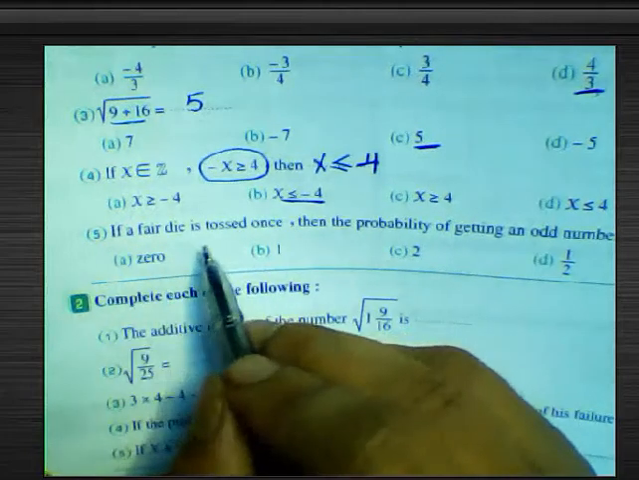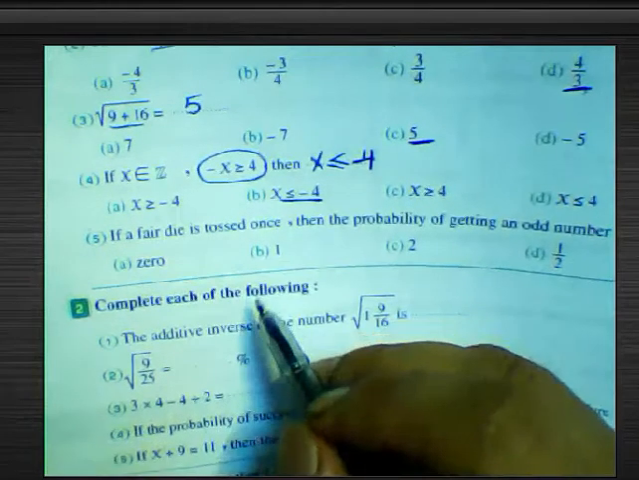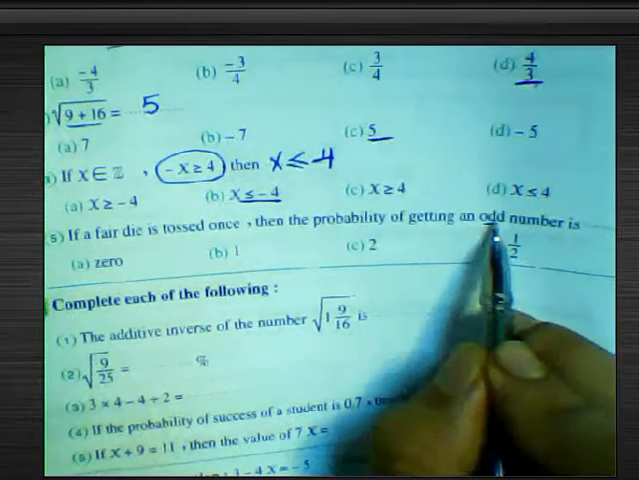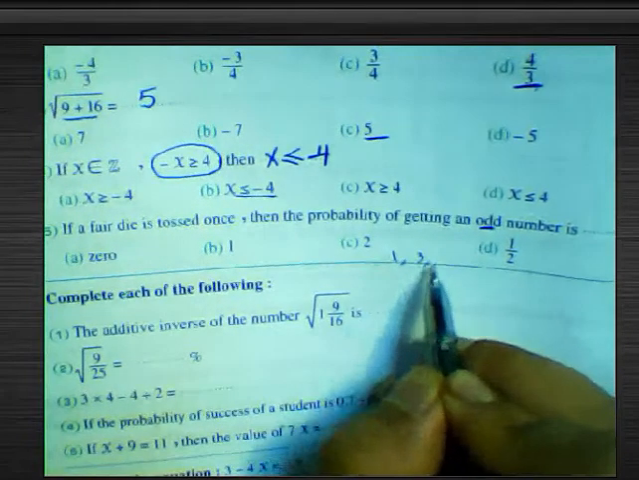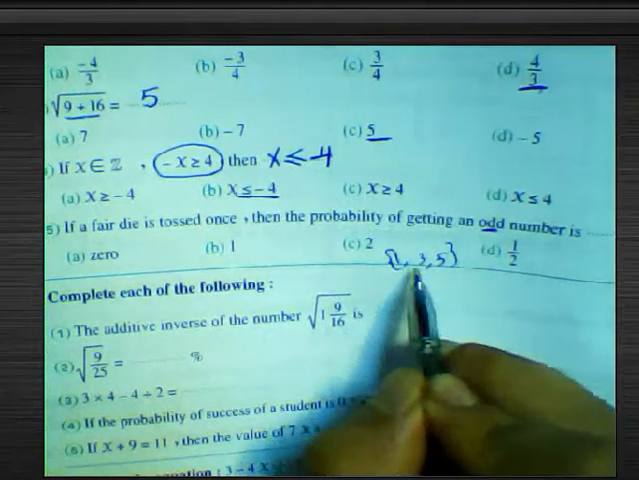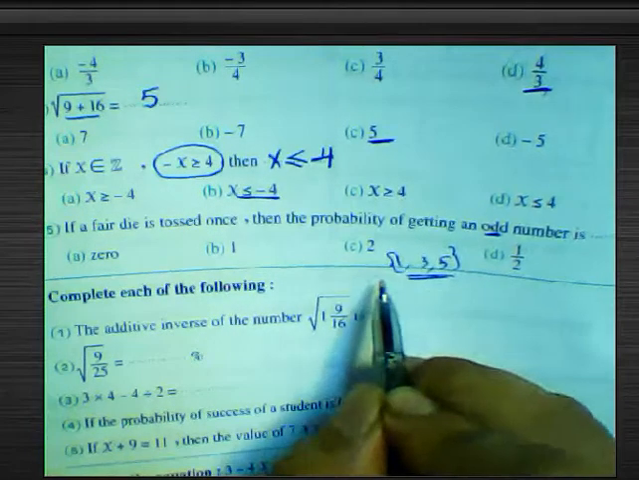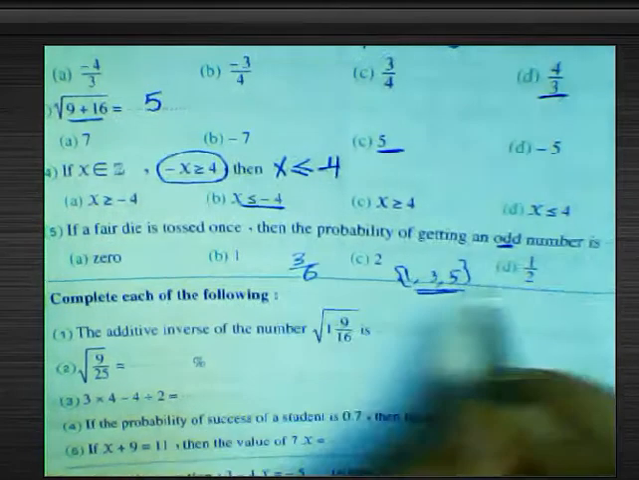If a fair die is tossed once, then the probability of getting an odd number, we know odd numbers are 1, 3, 5. Okay, we have 3 over 6, the result will be half.